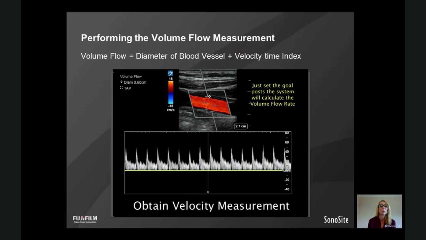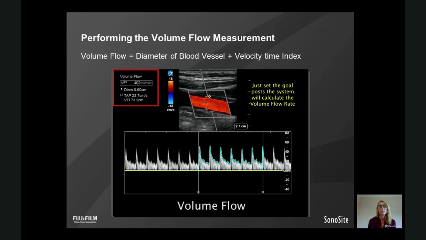It's really important. I prefer to do my measurement of my blood vessel in B mode without the colour, because sometimes the aliasing in the colour can make it hard to get the true diameter of the vessel. So I think it's really important, if possible, to do your diameter measurement in B mode without colour superimposed, because that can make it a little bit tricky.